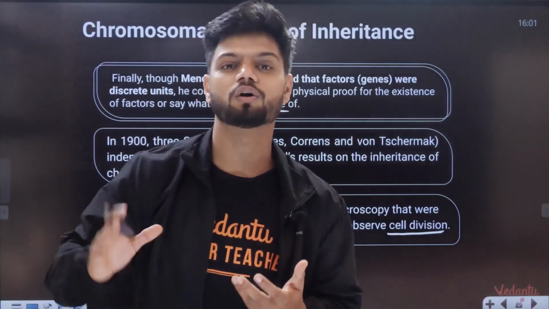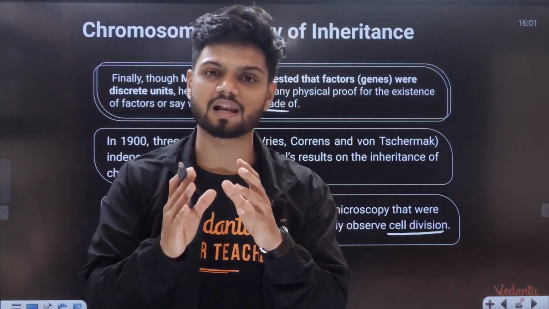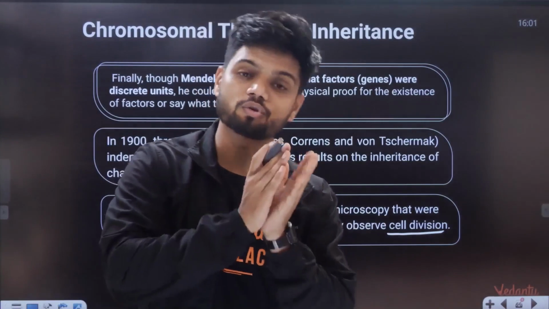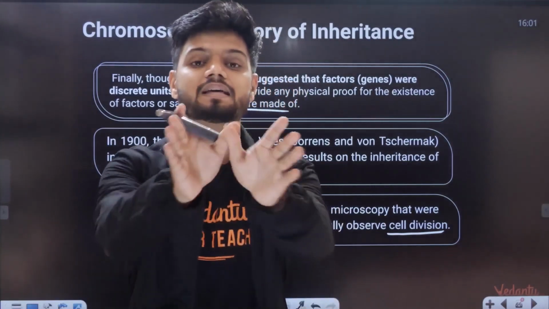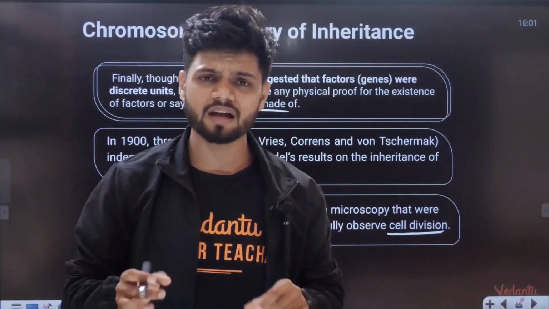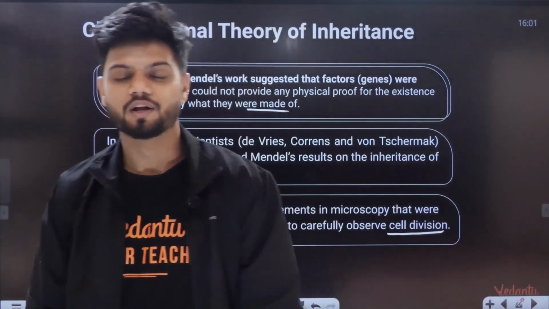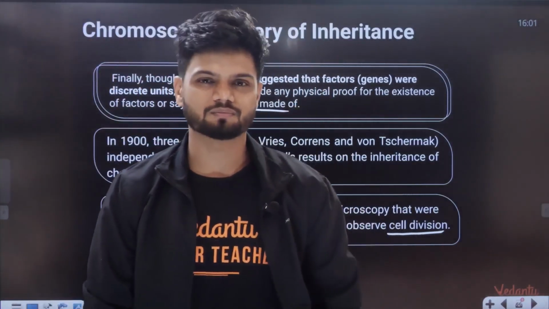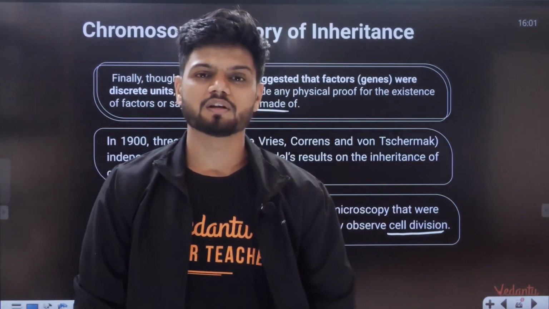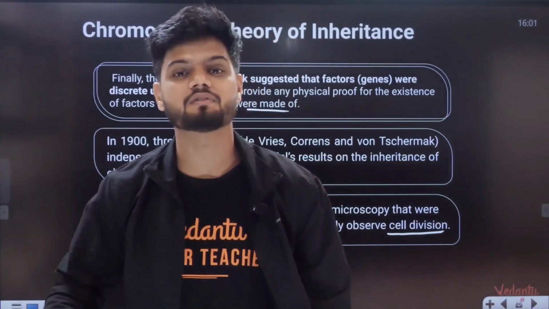and he was correct all along. These factors, these genes, are present on the chromosomes and we can see them segregating during cell division. Everything finally came to light. That was Mendel's work. So students, until his death, because of his kidney failure and everything, he could not see the amazing work he has done.